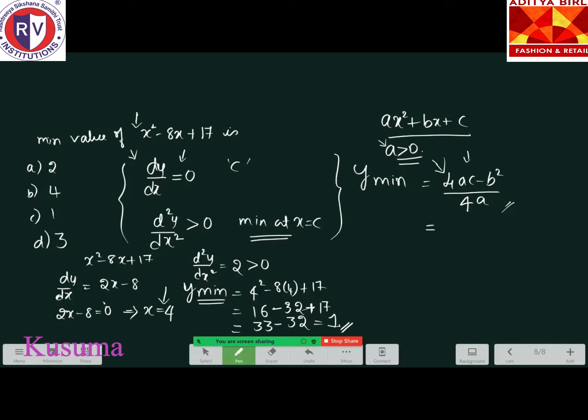So what is y minimum with this method? 1, ma'am. 1. See, look at both the things. Here also I got the minimum value as 1. Here also we got the minimum value as 1. Both the methods can be used. Okay, here you don't have to find out the stationary point, or you don't have to do the second derivative test. Directly you will get the minimum value. Okay.